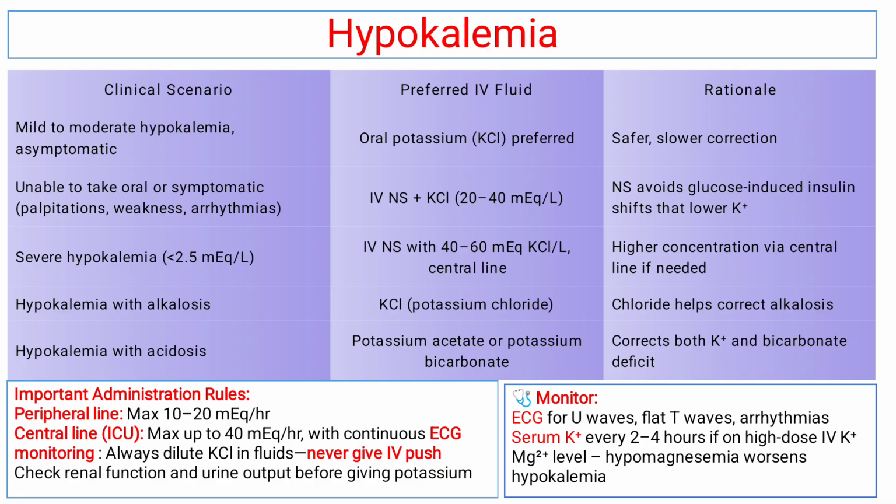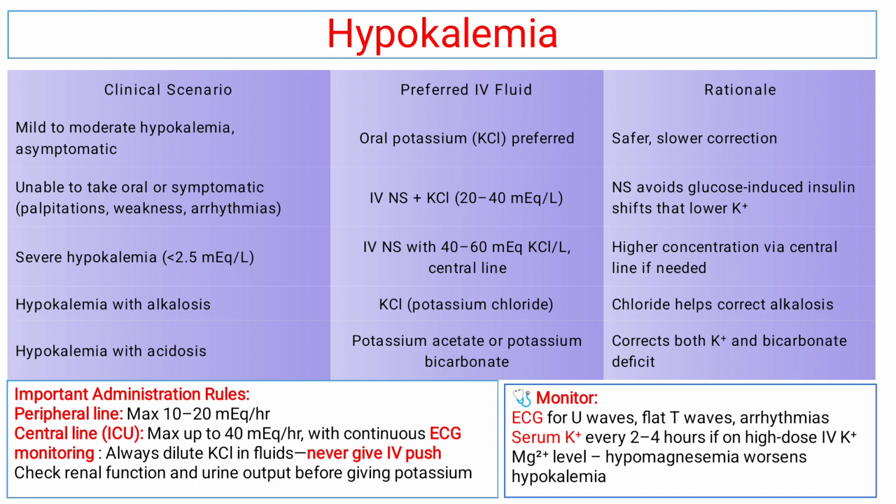In patients with mild to moderate hypokalemia, oral potassium is preferred. If the patient is unable to take oral potassium, or is symptomatic with palpitation, weakness, arrhythmia, then we can give IV normal saline with KCl. In severe hypokalemia, IV NS with KCl is preferred. In hypokalemia with alkalosis, KCl is preferred. In hypokalemia with acidosis, potassium acetate and potassium bicarbonate should be given as they correct both potassium and bicarbonate deficits.